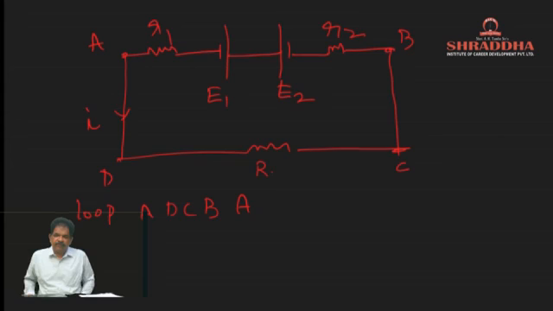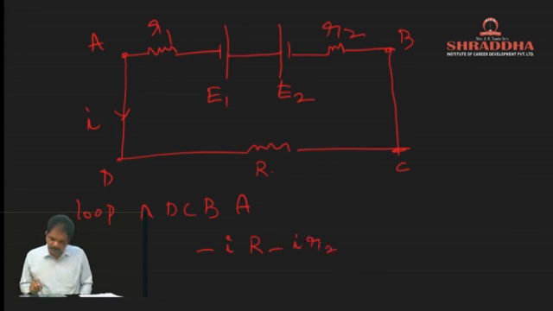is a closed loop. To apply the Kirchhoff second law, we need the closed loop. So A to B, there is no battery, there is no resistor. D to C, we are going in the direction of the current, so the drop will be minus IR. C to B, there is no circuit element. Next B to A, minus IR2.